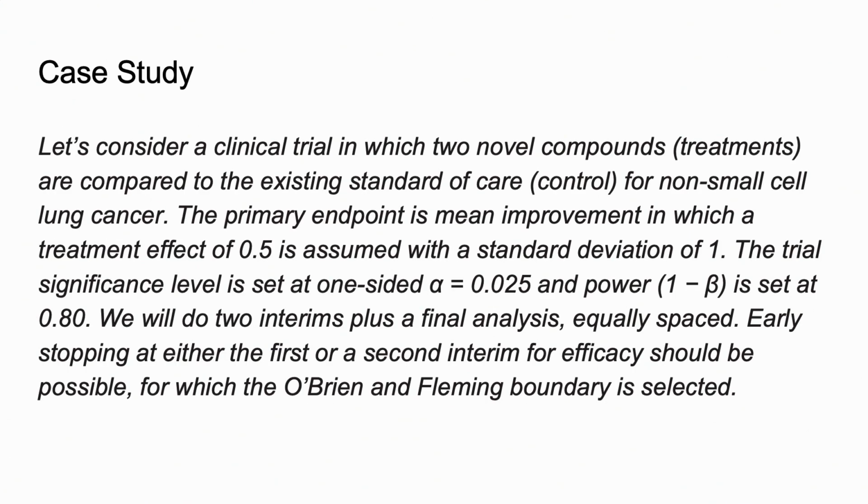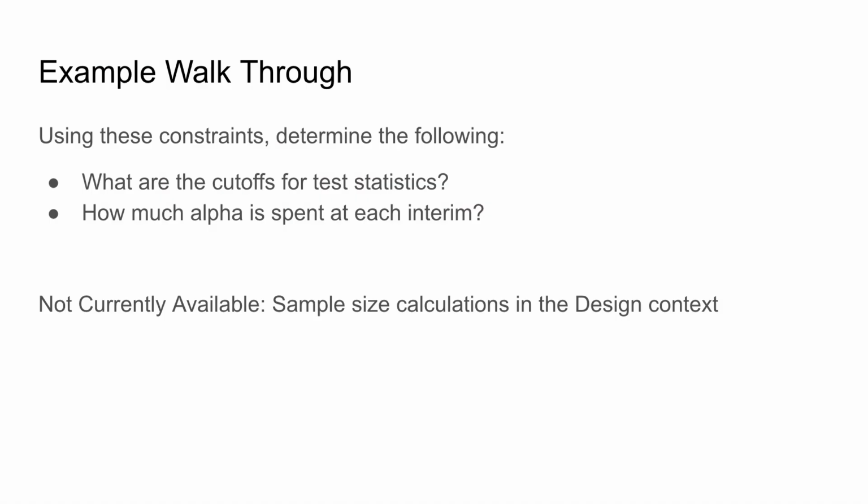For the case study, let's consider a clinical trial in which 2 novel compounds or treatments are compared to the existing standard of care or control for non-small cell lung cancer. The primary endpoint is mean improvement, in which a treatment effect of 0.5 is assumed with a standard deviation of 1. The trial significance level is set at one-sided alpha equals 0.025, and power set to 0.8. We will do 2 interims plus a final analysis, equally spaced. Early stopping at either the first or second interim for efficacy should be possible, for which the O'Brien and Fleming boundary is selected. So first we're going to take a look at the design option for this example.